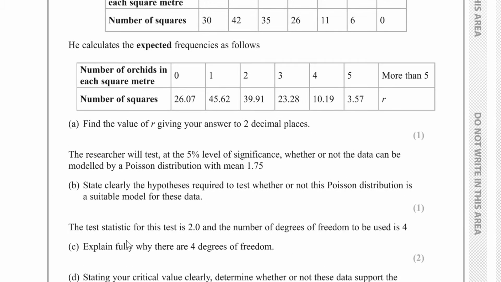Okay, now for part B, the researcher will test at the 5% level of significance whether or not the data can be modelled by a Poisson distribution with mean 1.75. So we have to state clearly the hypotheses required to test whether or not this Poisson distribution is a suitable model for these data. Well, we have the following hypotheses.